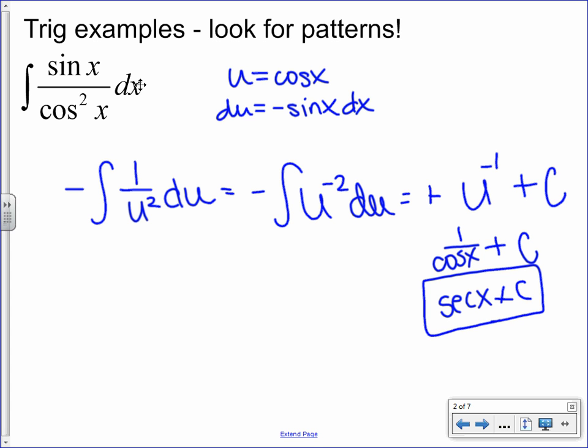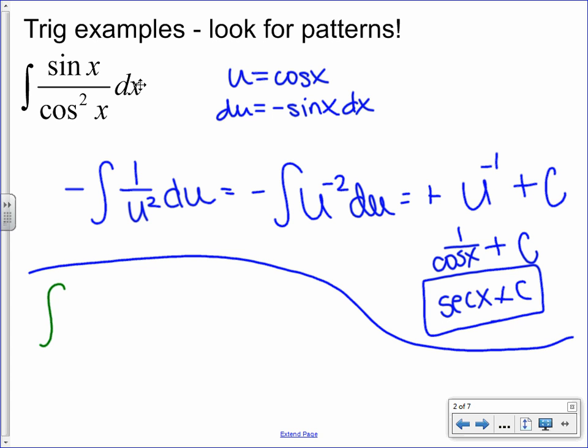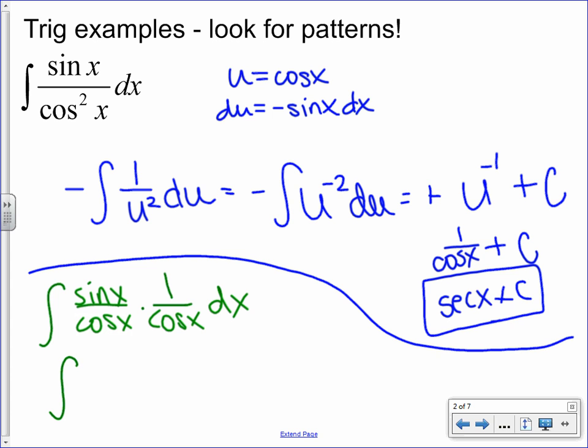Now, what Jimmy and Josh noticed right away is that sine over cosine squared is sine over cosine times 1 over cosine. So what they did is they rewrote sine over cosine squared as tangent x secant x. And what's the antiderivative of tangent secant? Secant x plus c.